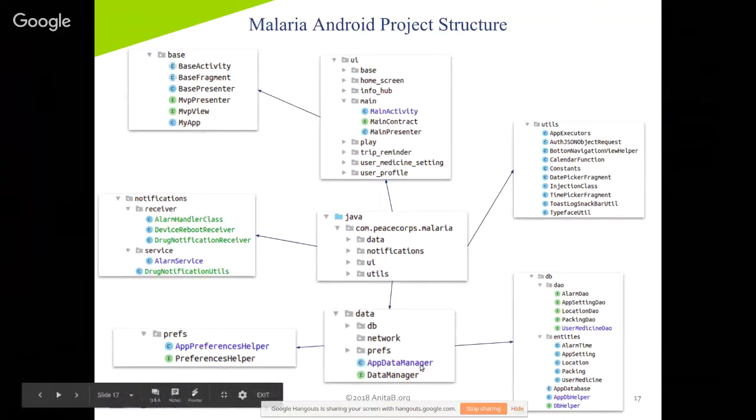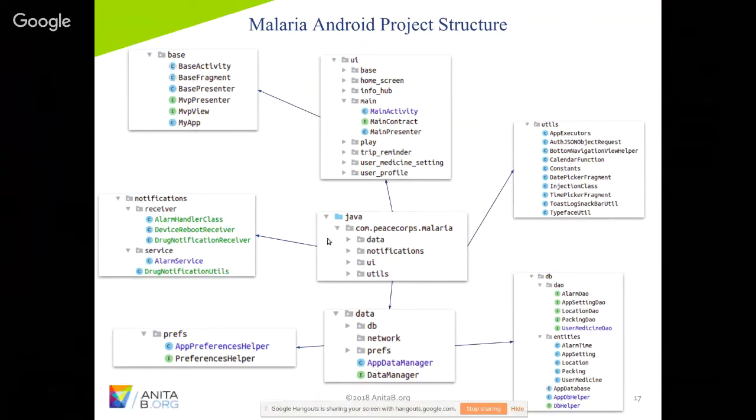The app data manager is the main class which will be used throughout all the view presenters to get access to the module, and I won't have to access any of the three repositories directly. So this is the repository pattern that I was referring to. If you can see the reference, I have my preference helper and the app preferences helper. Same goes for my database Room implementation that we already discussed. In the notifications, I have my receivers, services, and the util class, which contains some extra functions for the notification.